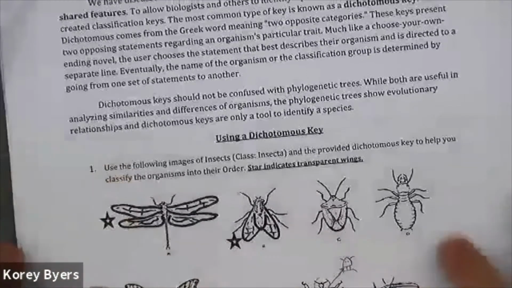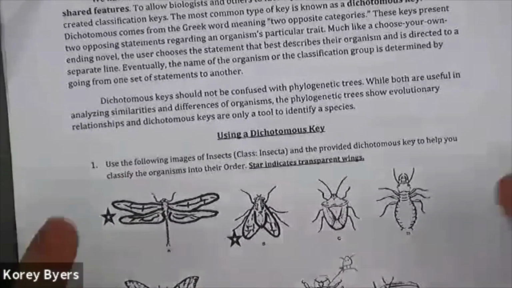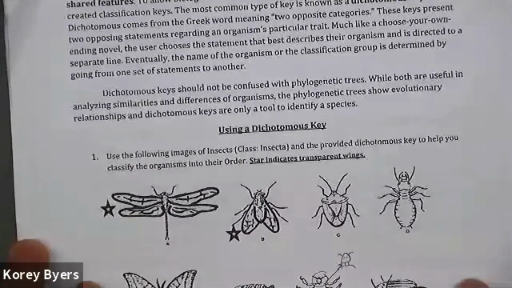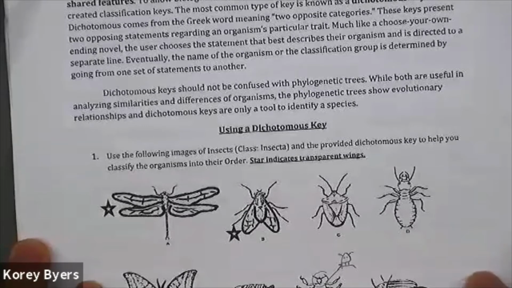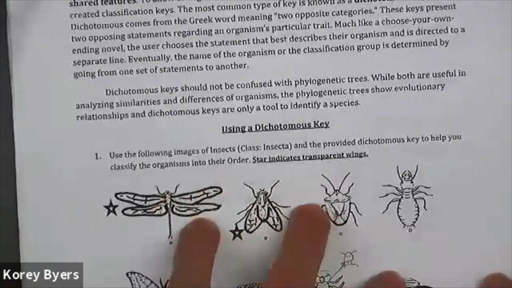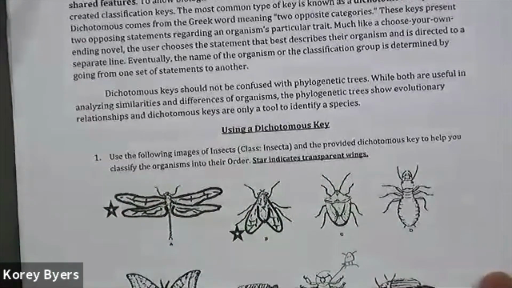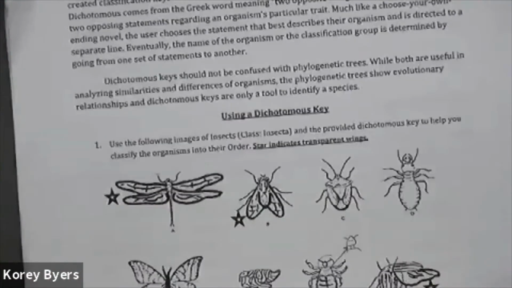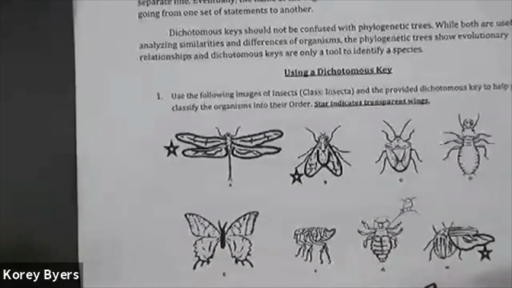And so a key, all it's doing is telling you the name of your organism. It doesn't tell you anything about evolutionary history. So don't confuse a key with a phylogenetic tree. A key just tells you what you're looking at. But the best way to understand a key is just to run through it.